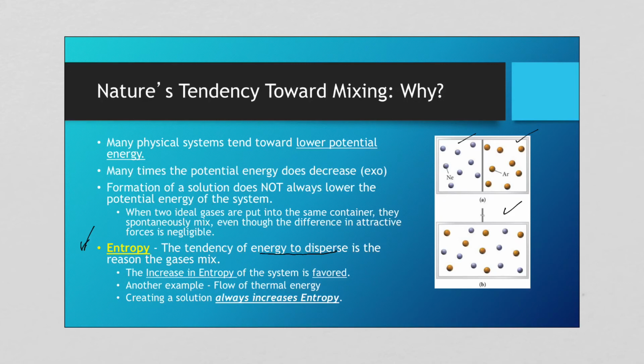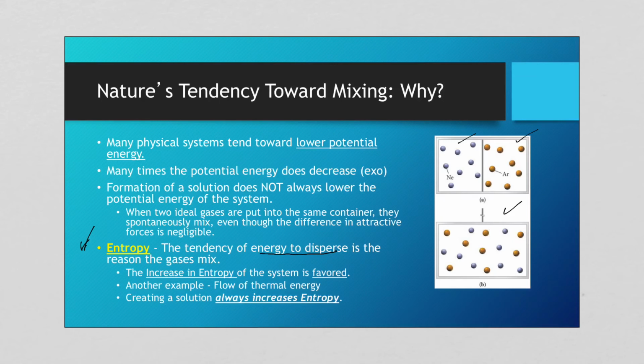Now, another example that maybe you can think of a little easier because you've experienced it is the flow of thermal energy. So if you take a metal bar, or let's say a metal marshmallow roasting stick, and you put it in the fire, the tip of that gets hot. But the heat doesn't stay there. That thermal energy moves up the metal rod. So eventually, even the part that you're holding will get hot, if it's something that allows thermal energy to move through it, like a metal.